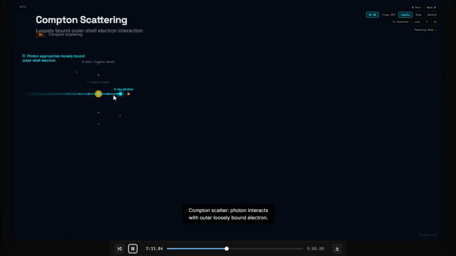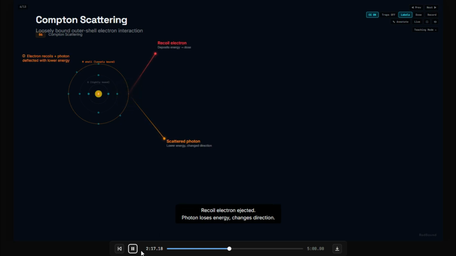The next type of interaction is Compton scattering. As the X-ray photon comes and hits a loosely bound outer electron, that electron will be released, recoiled and deflected in that direction. Whereas the X-ray photon will be scattered with lost energy and change its direction. So we may have different forms of scatter: forward scatter or backward scatter. The forward scatter may continue and reach the detector.